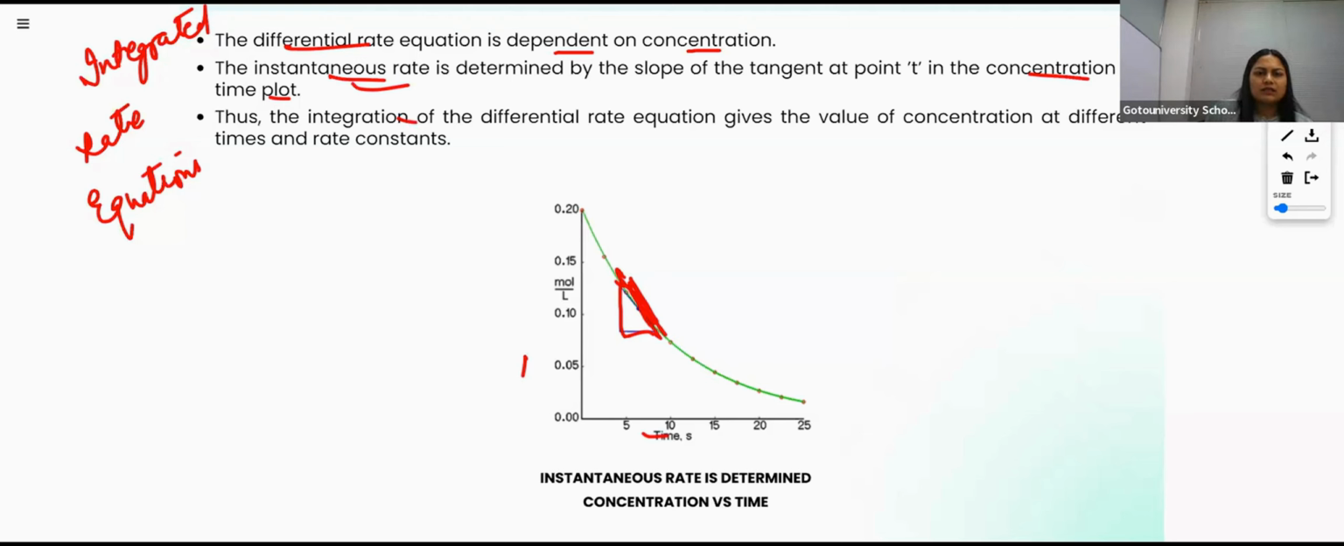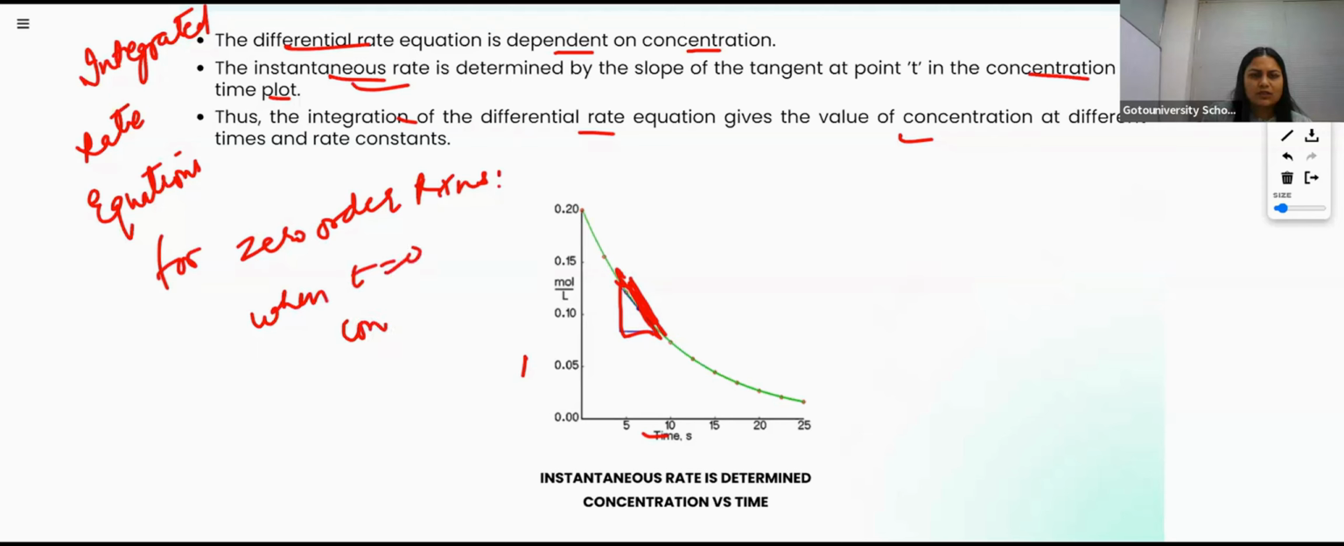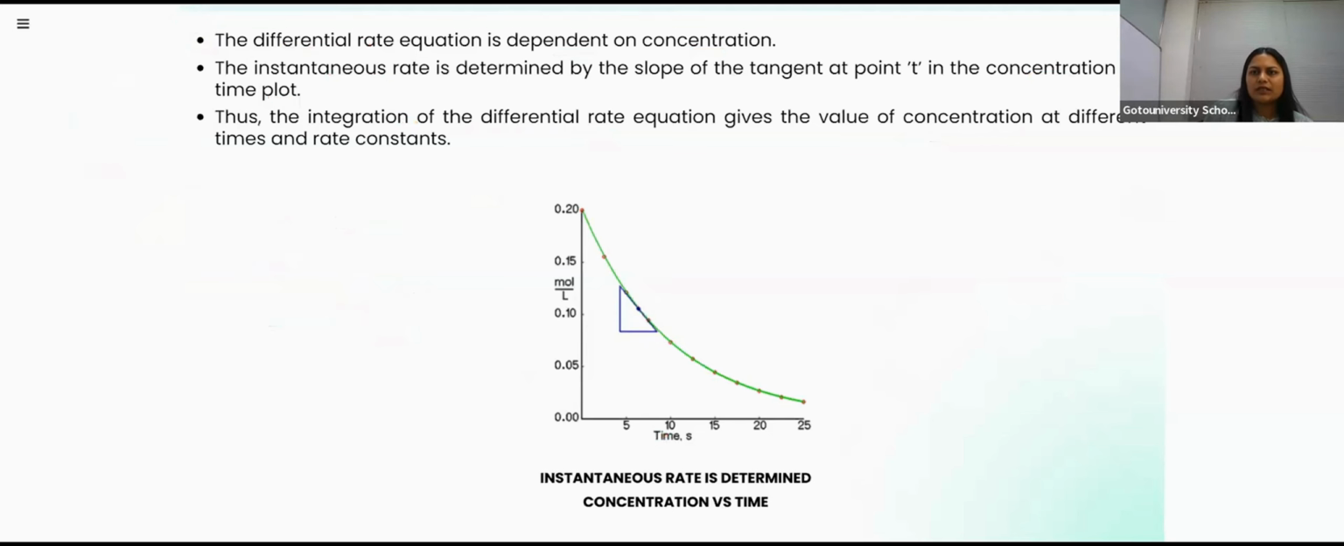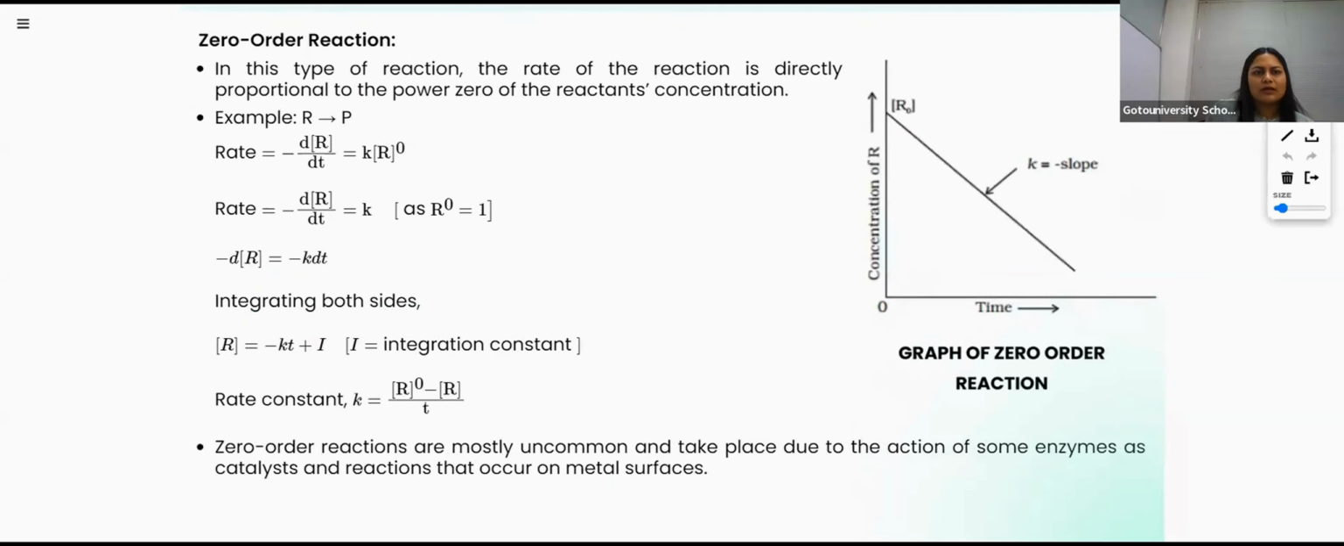The integration of the differential rate equation will give the value of concentration at different times. Let us see how this works. For zero order reactions, when time is equal to 0, concentration will increase. Let us understand this integrated rate equation, which is different for each order of reaction. Let us first do it for zero order reaction.